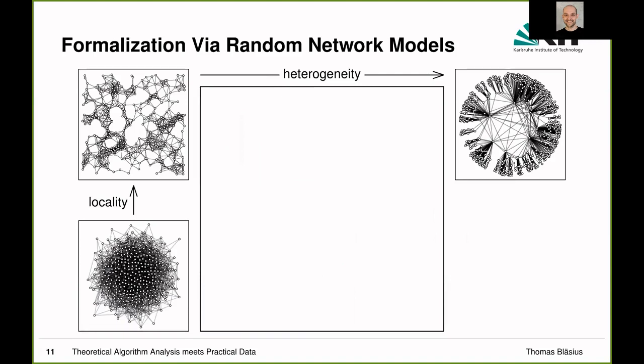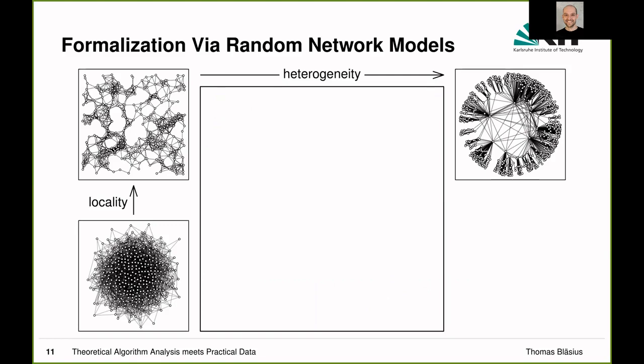Okay, so given these two properties, I can now look at the space of all the instances, which is spanned by the two properties. In the bottom left corner, I have the instances that are local and homogeneous. Here I have non-local and homogeneous. Here I have the local and heterogeneous, and here I have the heterogeneous non-local instances.